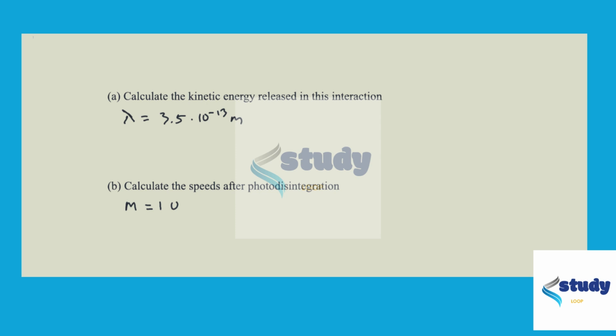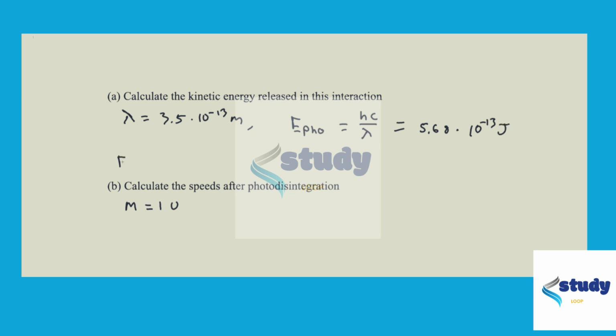So a photon strikes a deuteron, splitting it into a proton and neutron, and we're asked to calculate the kinetic energy that's released in this interaction. Since we know the wavelength of the photon, given in the problem, we can quickly calculate the energy of the photon, which is given by the expression hc over lambda, where h is Planck's constant and lambda is the wavelength of the photon. Plugging in our numbers and being careful with the units, we find that this is equal to 5.68 times 10 to the minus 13 joules of energy.